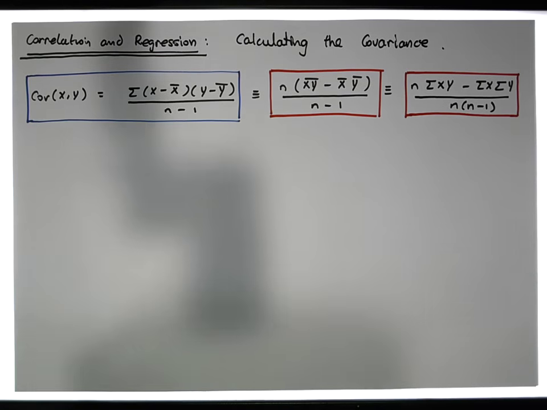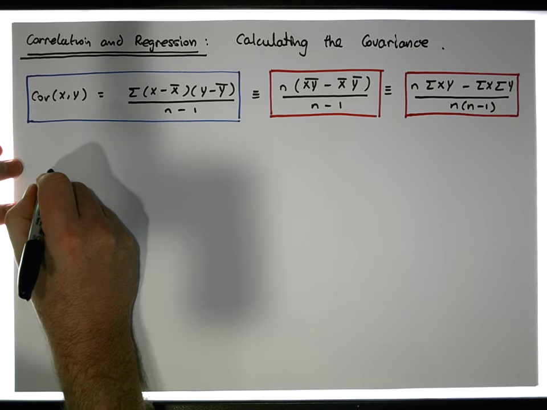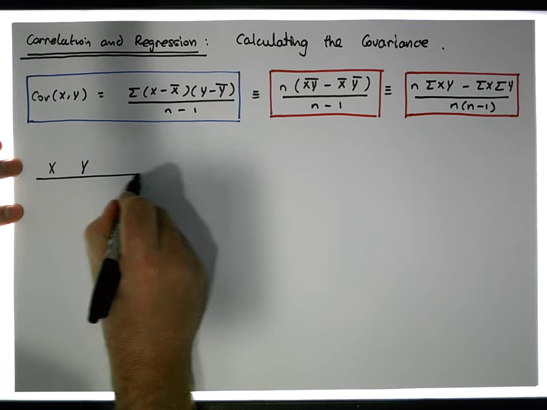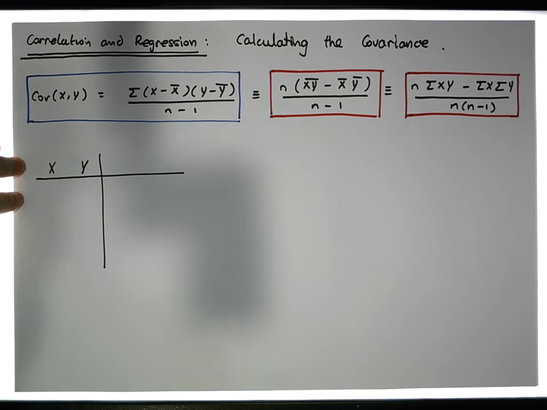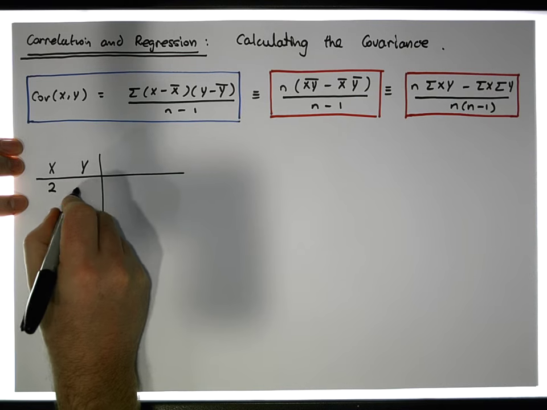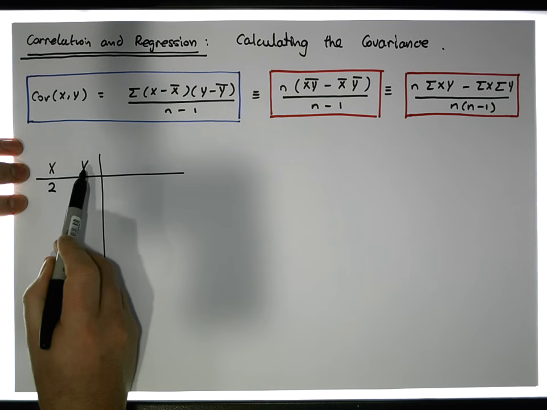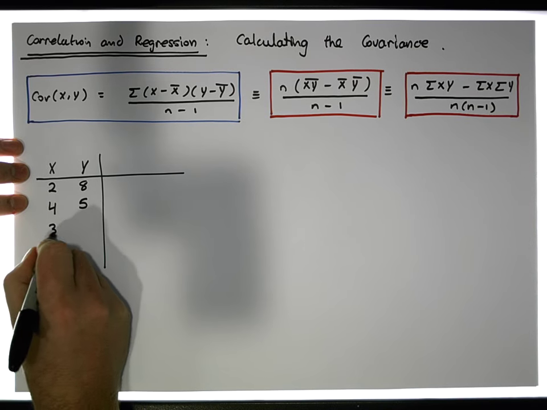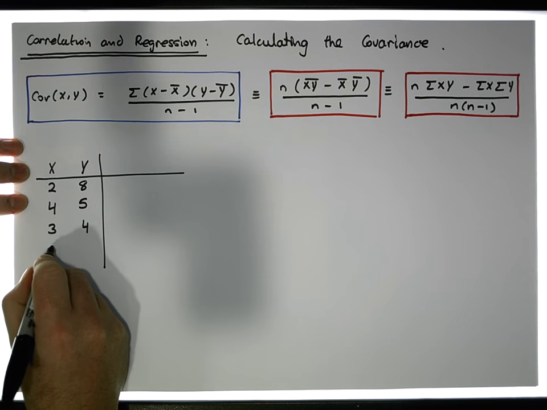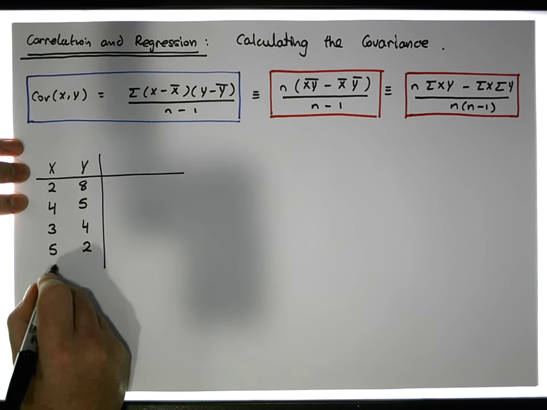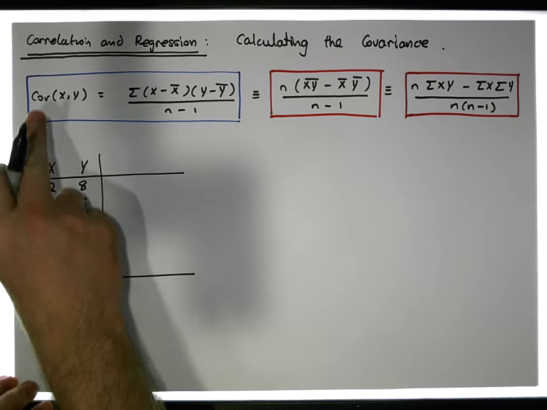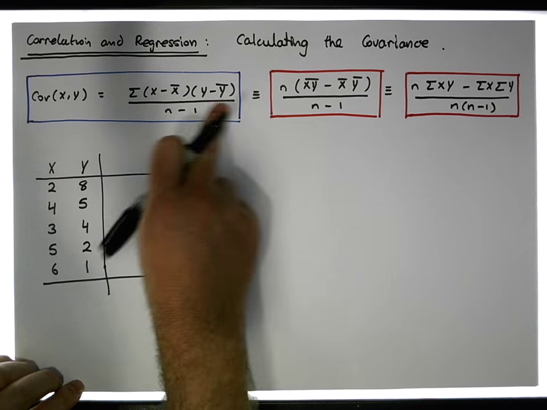Now, I'm going to run a quick example of how to calculate the covariance for a particular data set. I'm going to assume I have an independent and a dependent variable, x and y. Let's say the observations are 2, 8. Don't forget, these are paired observations, so when the independent variable is 2, the dependent variable is 8. Let's say we have 4 and 5, 3 and 4, 5 and 2, and 6 and 1. So there are my paired observations, and I'd like to calculate the covariance using this particular formula.